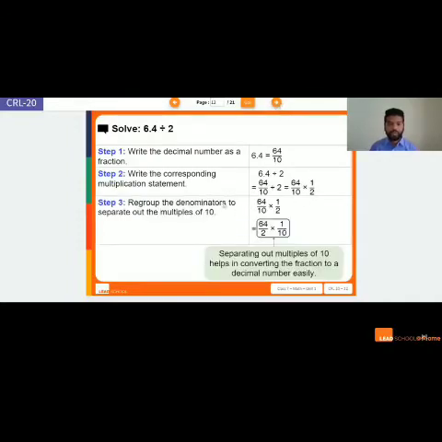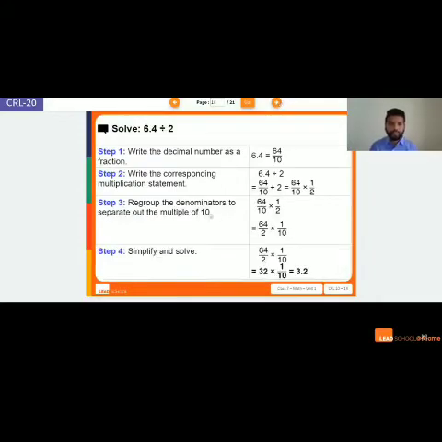Step 3, regroup the denominators to separate out the multiples of 10. Alright, what we're going to do is we are putting down all the multiples of 10 on one side and we are regrouping it. The value, however, does not change. Separating out multiples of 10 helps in converting the fraction to a decimal number easily. It is just a simple shortcut. Step 4 is simplify and solve.